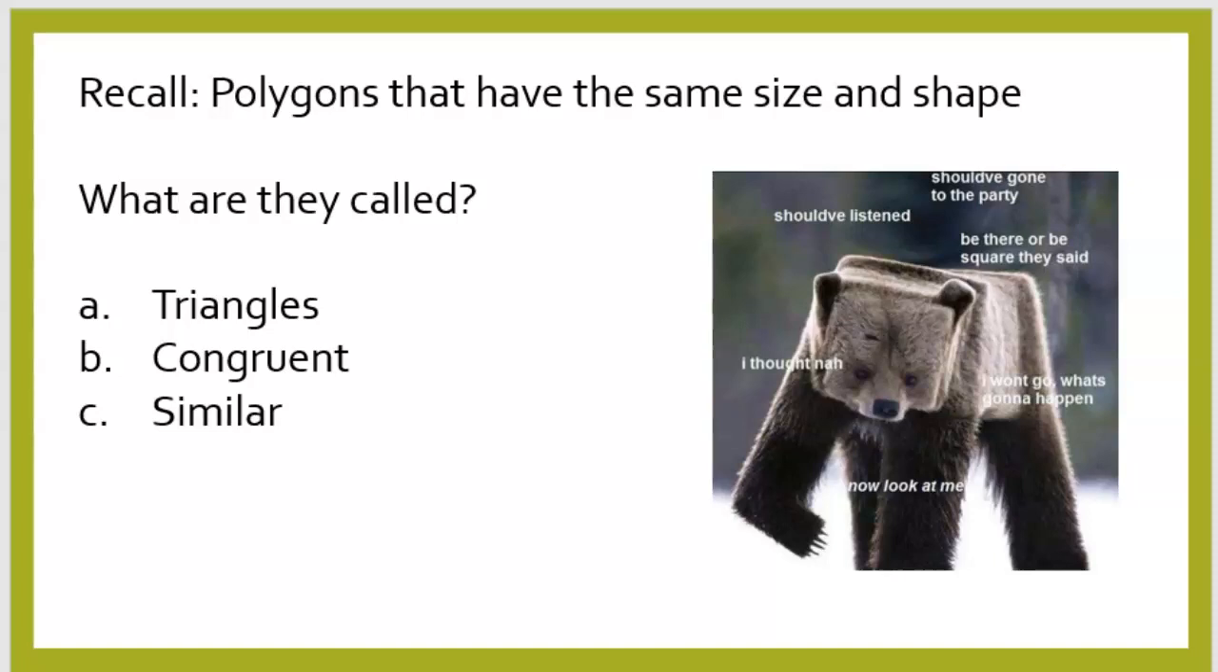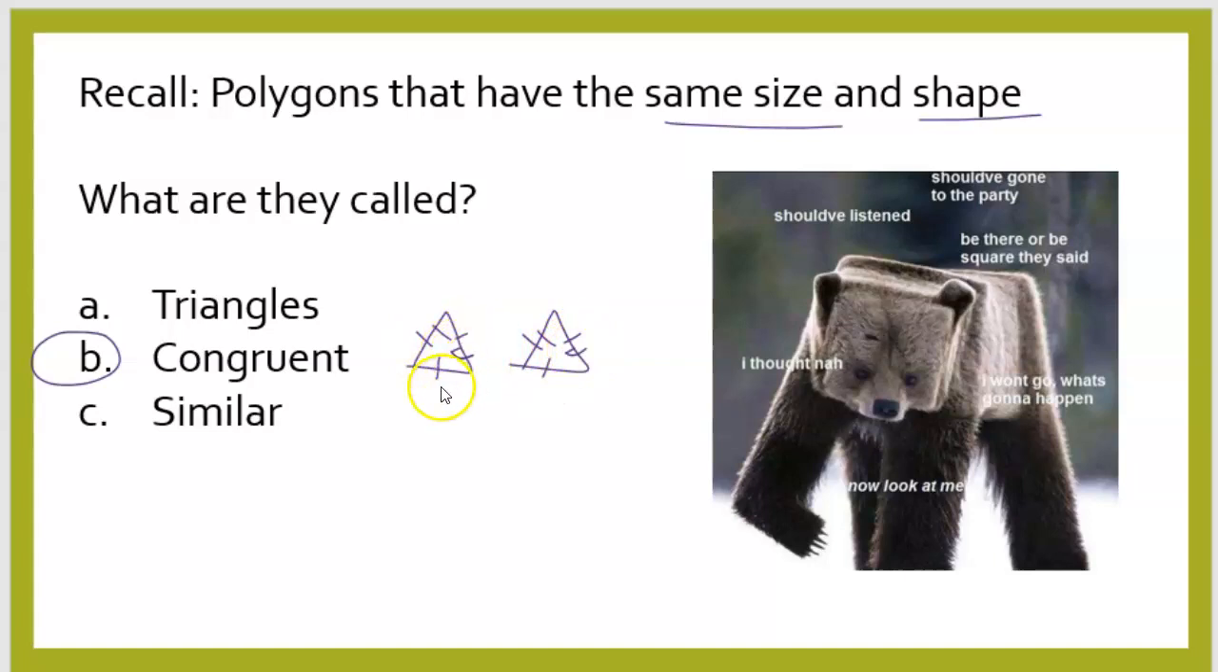So, quick poll. Recall polygons that have the same size and the same shape. What do we call polygons that are the same size and the same shape? Are they triangles? Are they congruent? Or are they similar? So same size and shape are congruent. Like they're exactly congruent. So here are two, just one example.